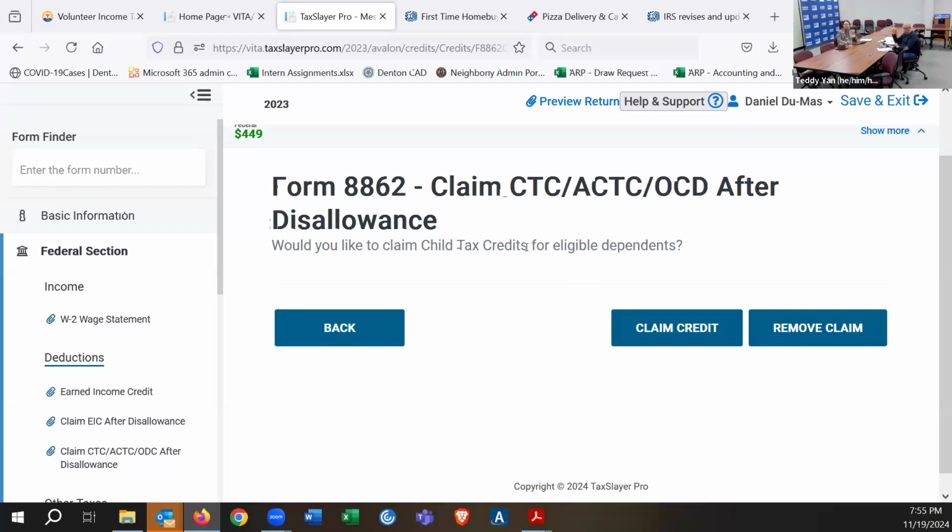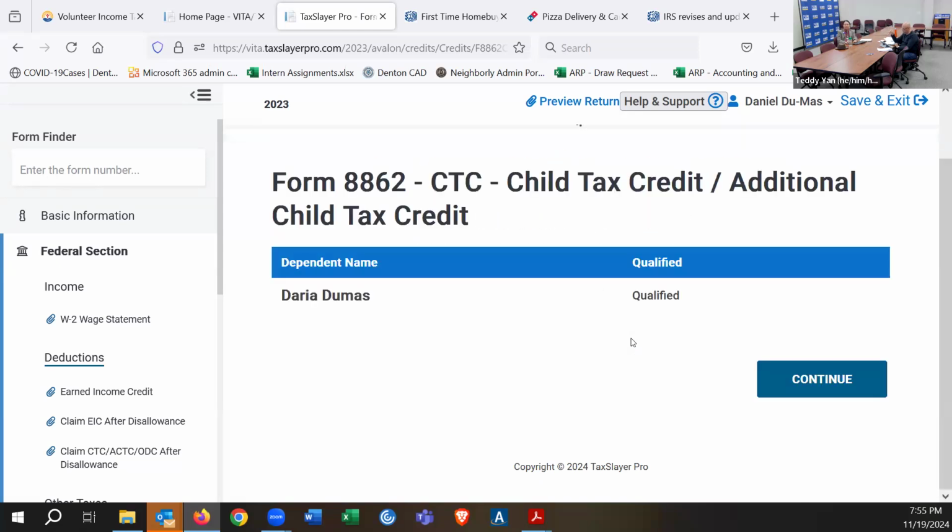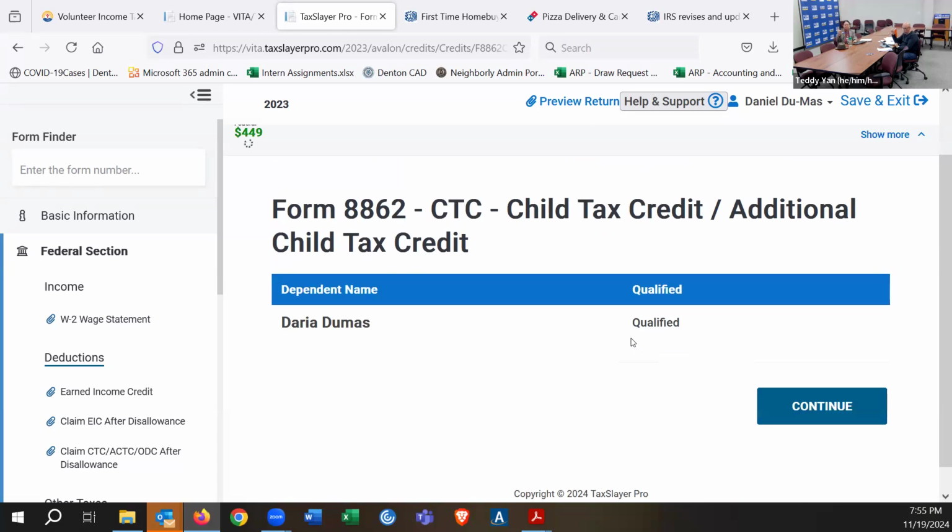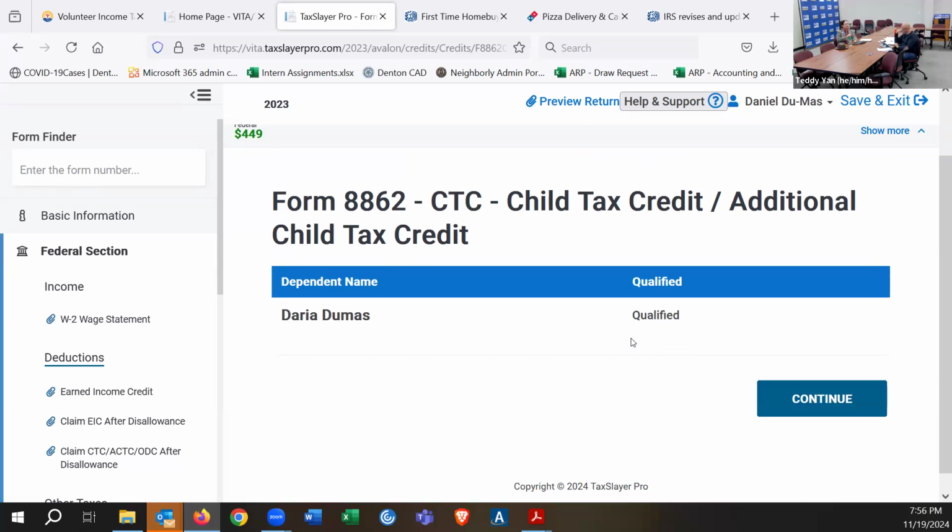And it says, hey, would you like to claim child tax credit for eligible dependents? And you can click claim credit. And the system will look at the flags that you have set for Daria and figure out, okay, is she actually supposed to be qualified? And the system's going to say yes in this particular case. Oh, double check. No, that means you're chasing down the right rabbit hole. Check the basic information and make sure that you have everything recorded properly.